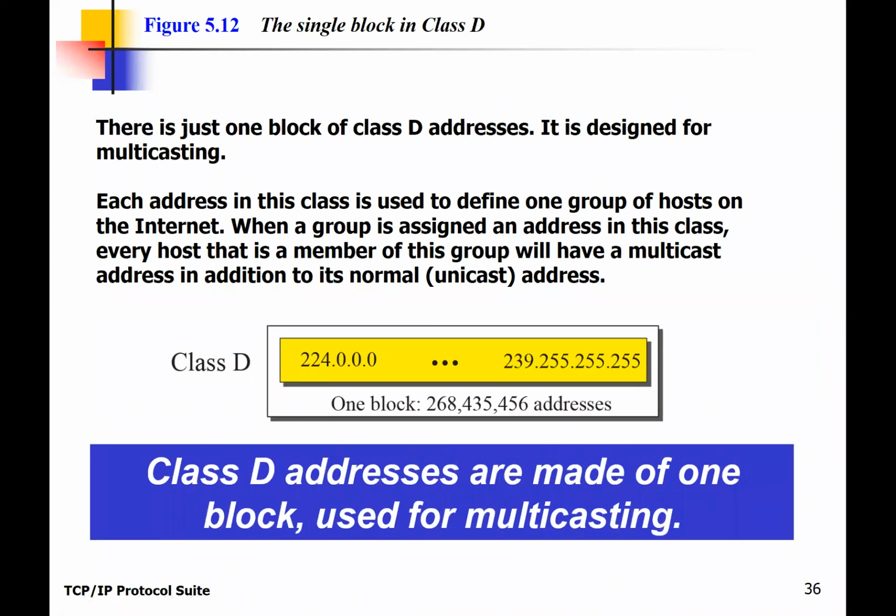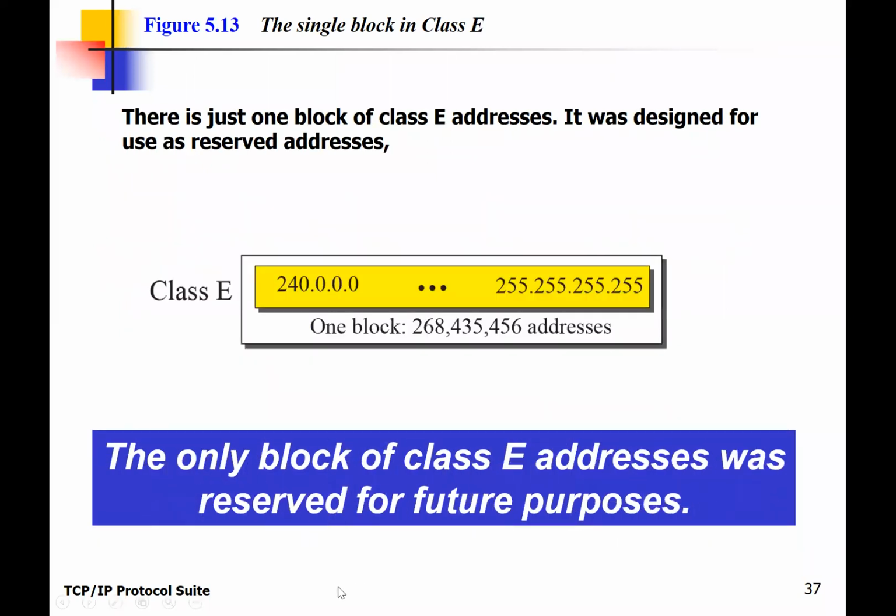Then, as we said, we have one block for class D and one block for class E. There is just one block for D, and this is designed for multicasting. It simply starts with 224 up to 239, and of course everything zeros. Class D addresses are made of one block used for multicasting. What about class E? Same thing, it's one block, okay, and what is it used for? It's not used, it's reserved, okay, for a future purpose.